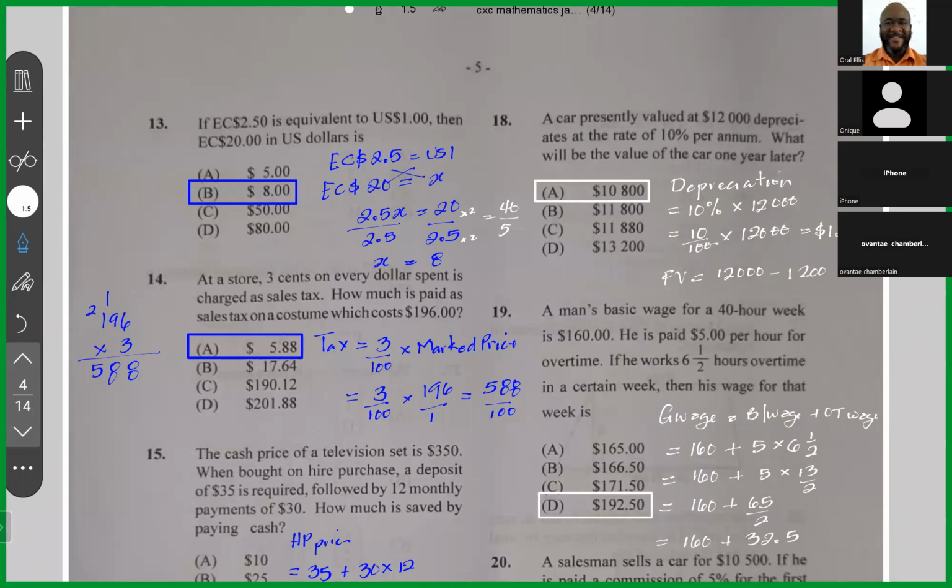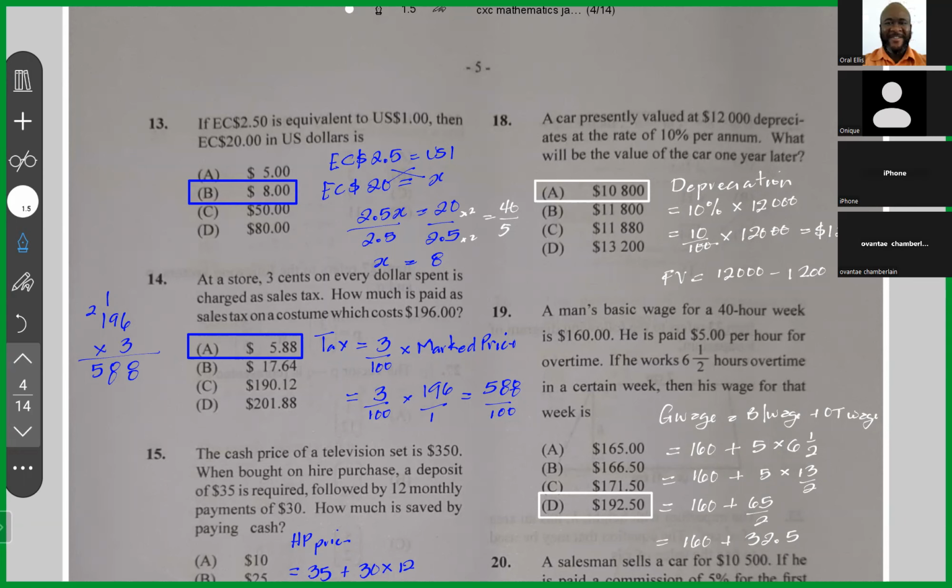All right, let's have a go at question number 18. Question number 18 is a question on depreciation. It is a simple depreciation question. A car presently valued at $12,000 depreciates at the rate of 10% per annum.